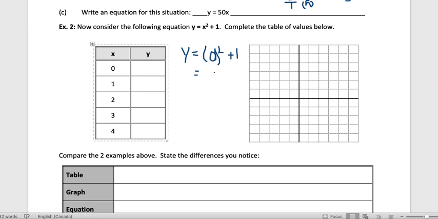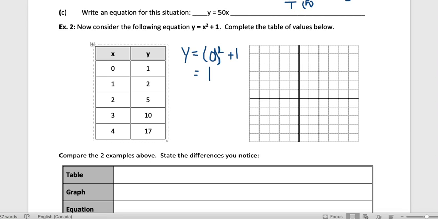0 squared is 0, plus 1 is 1. So you get a 1 here. 1 squared is 1, plus 1 is 2. 2 squared is 4, plus 1 is 5. 3 squared is 9, plus 1 is 10. 4 squared is 16, plus 1 is 17.